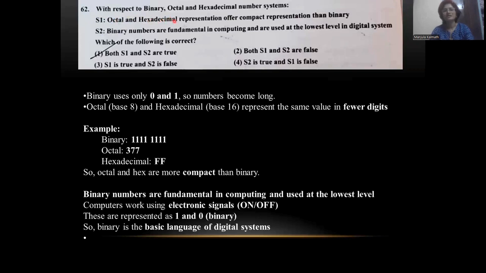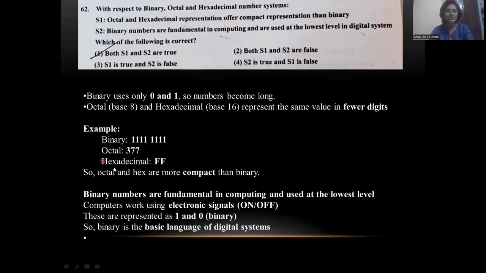And like that, we have hexadecimal. In hexadecimal also it is the same thing. The given decimal number is divided by 16 and we go on collecting the remainders from bottom to top. Here the number of divisions is even less compared to octal. So the binary representation has the most digits, next is octal, and next is hexadecimal. So octal and hexadecimal representations offer more compact representation than binary.